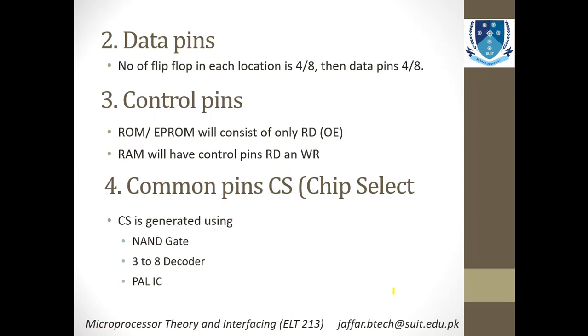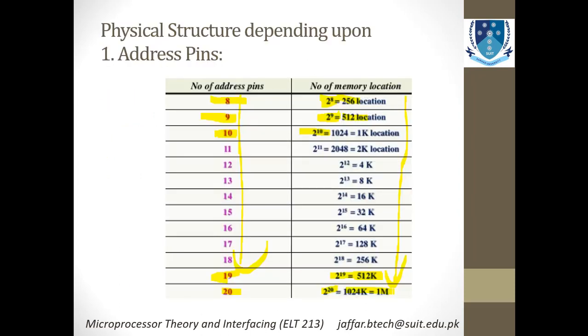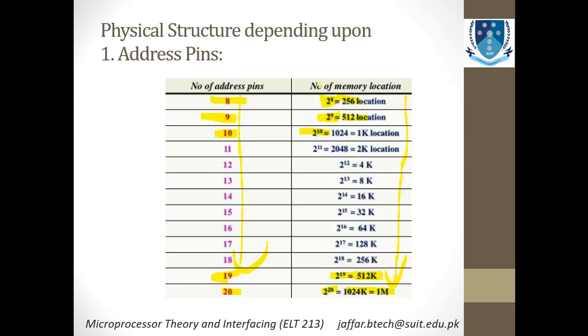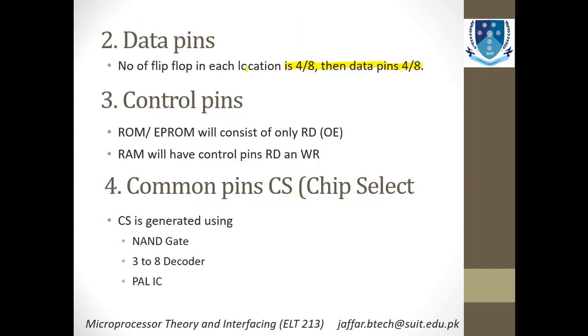The second thing that represents the structure of a memory is the data pins, that is, which pins are allocated as data pins. The number of flip-flops in each location can be 4 or 8, so the data pins will be 4 or 8. It depends on the number of flip-flops in each location. These are the possible locations, and the number of flip-flops in each location is termed the data pins.